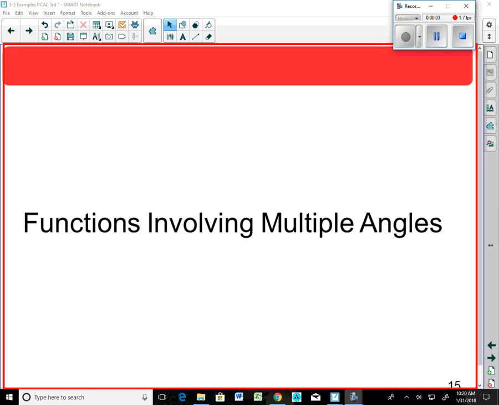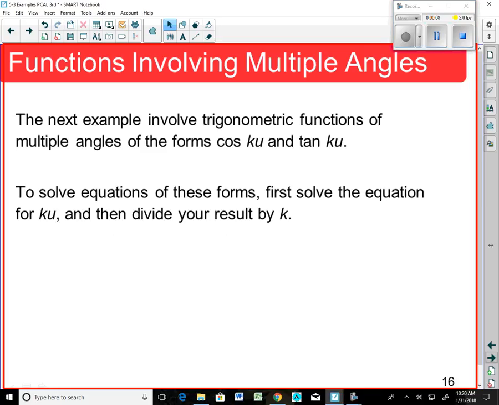Okay, so this is functions involving multiple angles, and we have a little introduction. This is where we're going to get this first in the format of cosine ku or tangent ku, and k is just going to be a numerical value, a half, 2, 4, something like that. First we're going to solve the equation with the ku in there, just plain old solve it. And then once we're done, we want to divide the result by k.